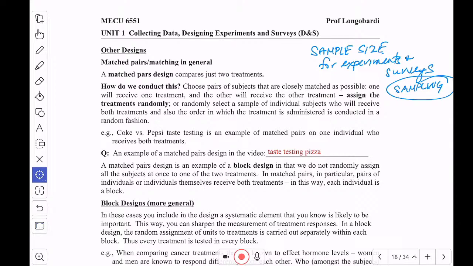Okay, so we use pairs of individuals if it's human subjects, or in the case of, let's say, plots of land in agriculture, we choose two plots that are side by side or exposed to the same elements. So we choose them in a way that they're exposed to the factors that could influence the response. And then we study them. One gets one treatment, one gets the other. So we control in this way for lurking variables or other variables.